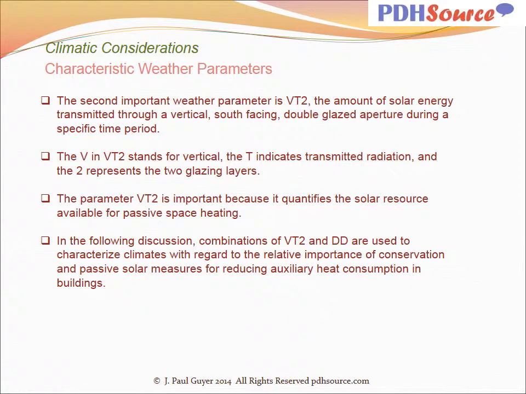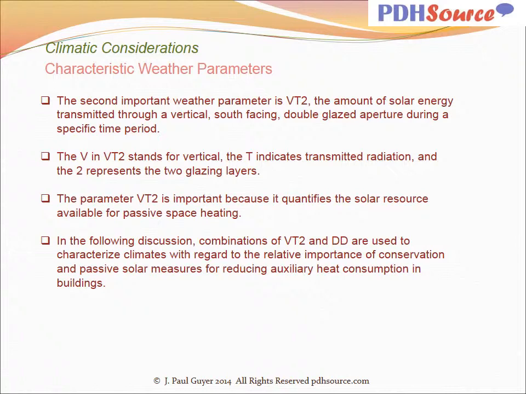The second important weather parameter is called VT2. This is the amount of solar energy transmitted through a vertical south-facing double-glazed aperture during a specific time period. The V in VT2 stands for vertical, the T indicates transmitted radiation, and the 2 represents the 2 glazing layers. The parameter VT2 is important because it quantifies the solar resource available for passive space heating.